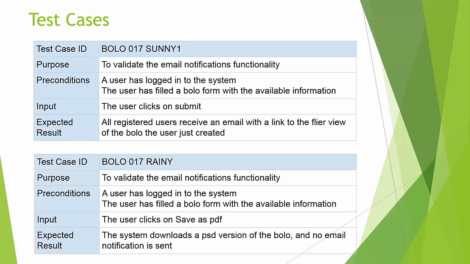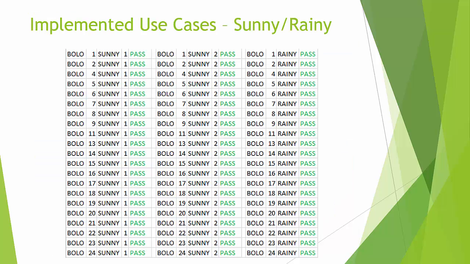Here we can see two examples, one for a sunny day and another one for a rainy day, for the email algorithm we saw in the previous slide. In the first one, the user fills out the form, then clicks on submit, and the email starts sending to all the officers registered. On the other hand, for the rainy example, the user clicks on save as a PDF. At that time, there is no email notification sent to the users.